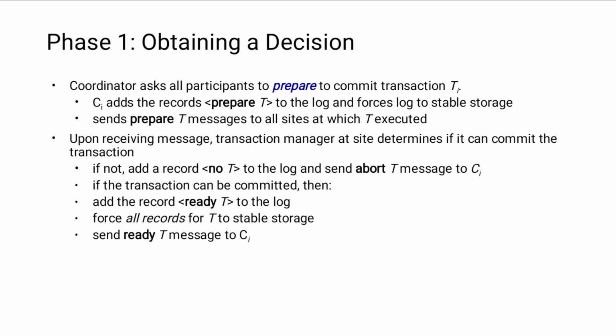Upon receiving the message from the coordinator, the transaction manager decides if it can commit the transaction or not. If not committed, no T is added to the log and an abort message is sent to the coordinator. Otherwise, if the transaction can be committed, ready T is added to the log and all the records are flushed to stable storage.